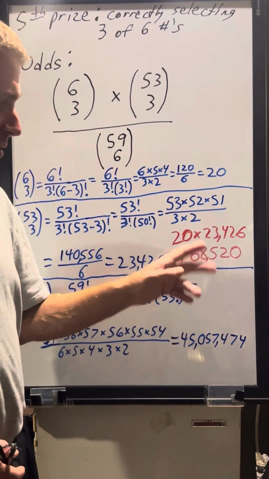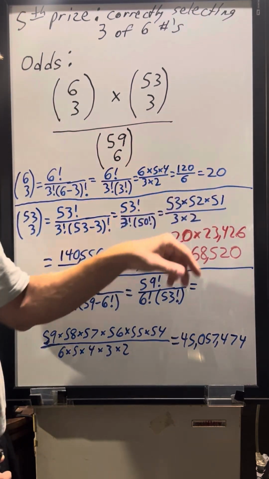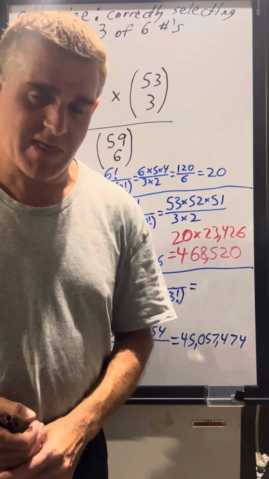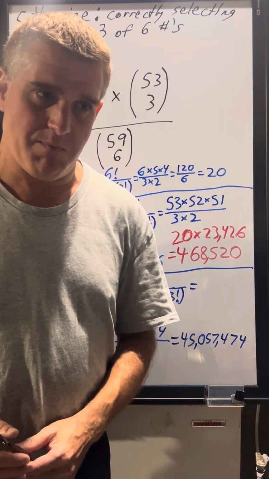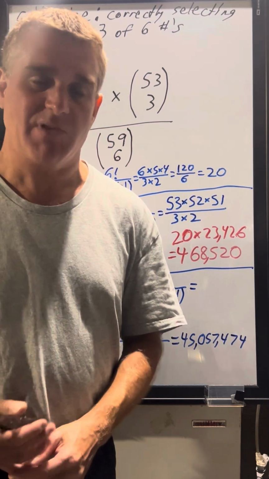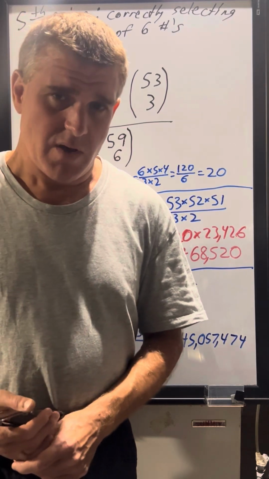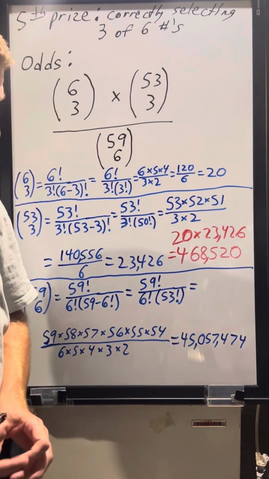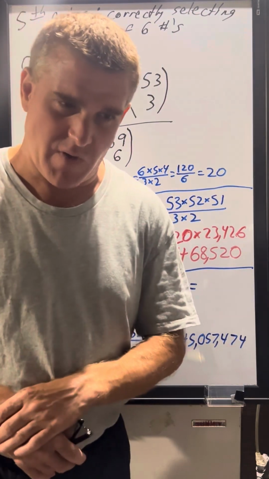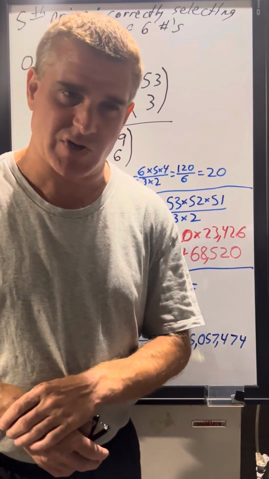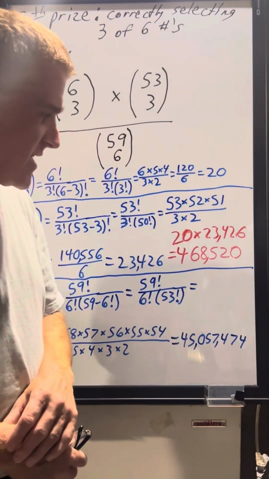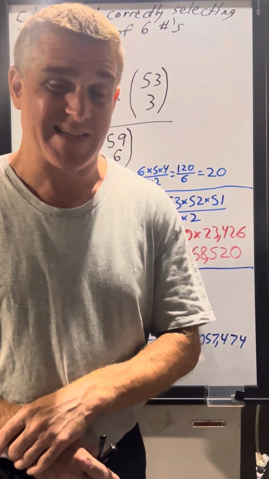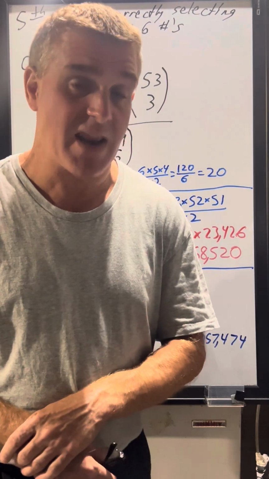Now, if you multiply this with this, that gives us the total number of ways that fifth prize can be won, or fifth prize can be played, regardless of what 6 numbers are selected out of the 59. There's always going to be, regardless of which 6 numbers are selected from the 59, 468,520 different ways to select 3 numbers correctly out of those 6.